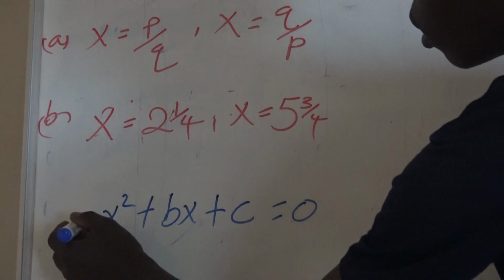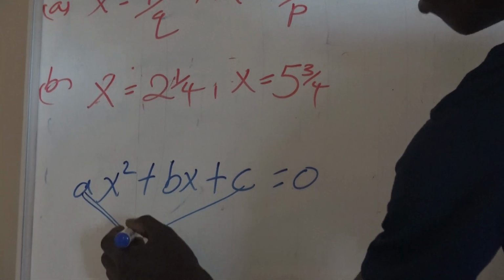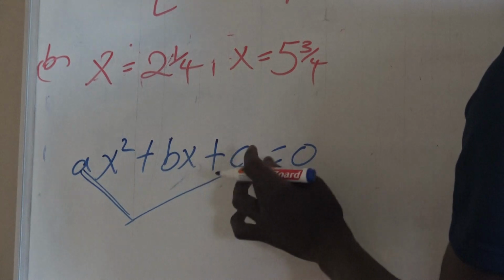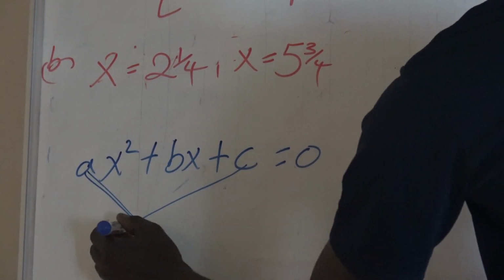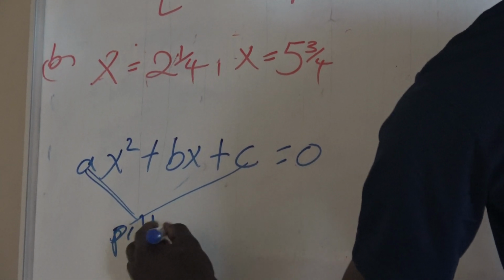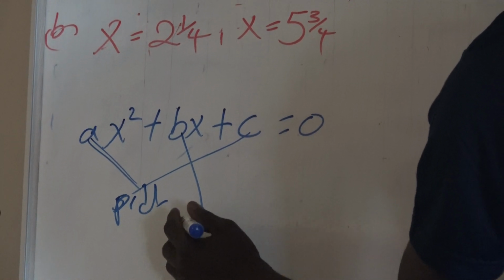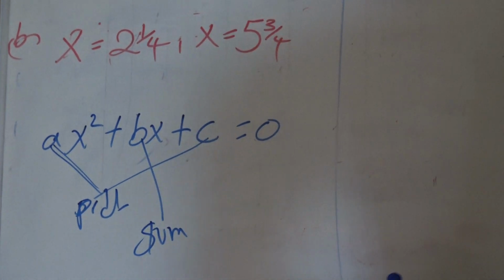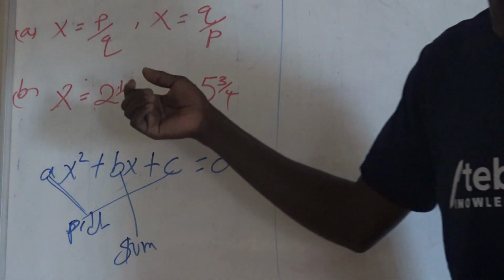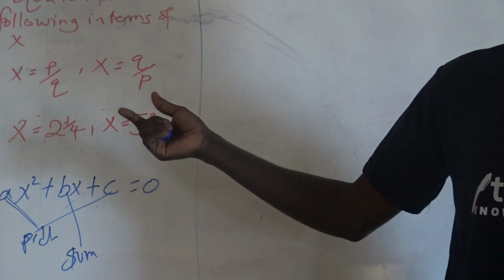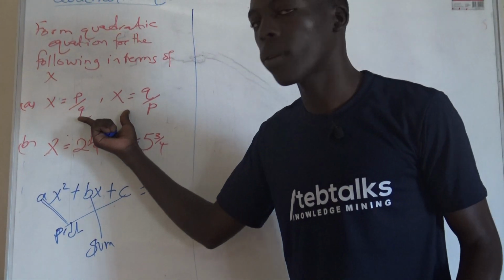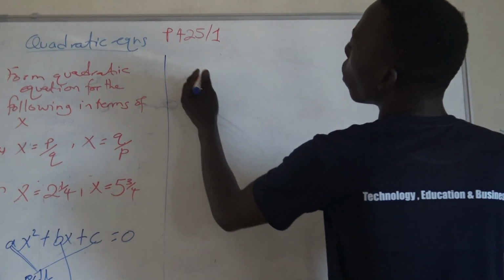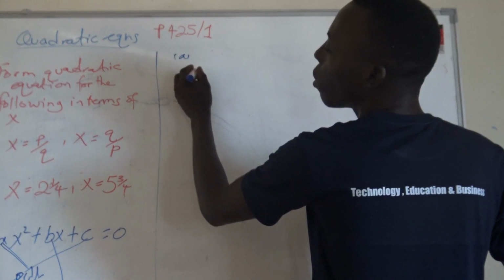Whereby we say the product is got from multiplying a times the value of c. Then this is the product. Then the sum is the number which is in the middle, which is here the sum. So they want us to get the quadratic equation for these values which they have given us in terms of x.